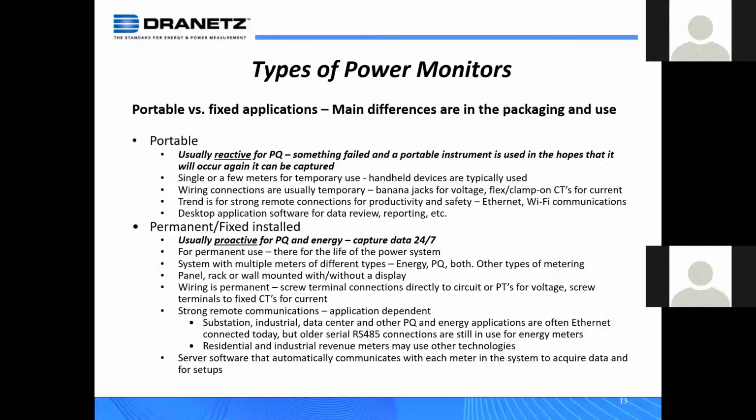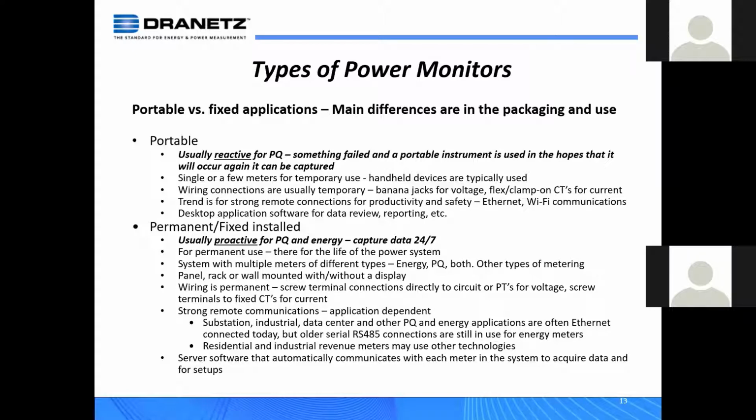So you're using your system as an alarm and as a beta test to see if you can capture the problem. If it is a power problem, your tool will capture it, and then you can take that information and provide some sort of resolution to that problem. Usually it's a single meter or just a few meters. They're typically handheld devices, really portable. We mean they can be easily carried around and quickly connected and disconnected to your circuit, and of course safely done. Wiring connections are typically temporary: banana jacks, flex or clamp CTs, something like that.